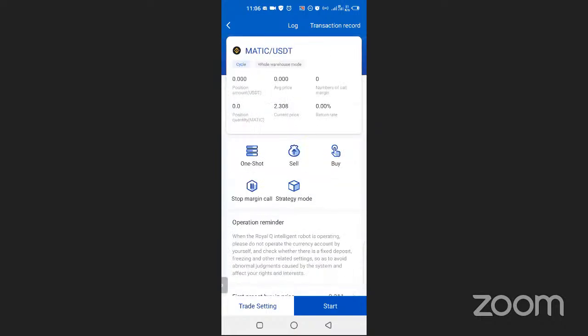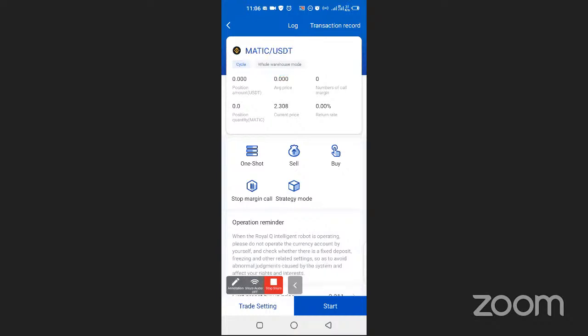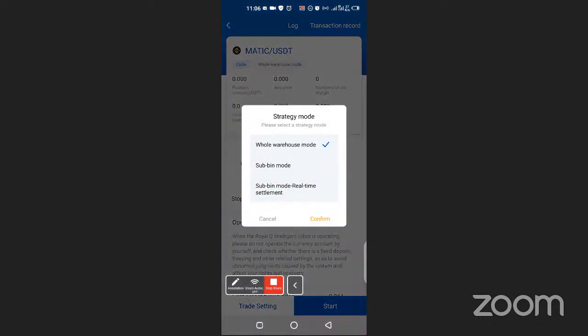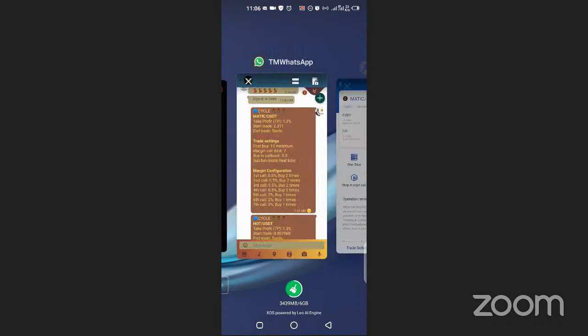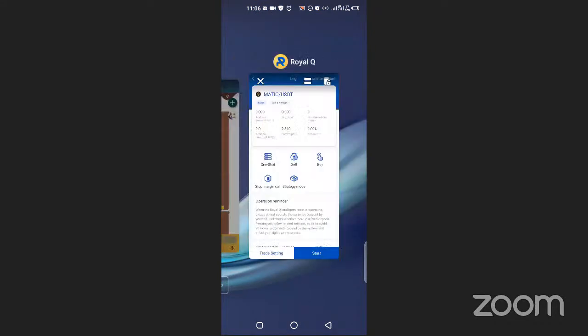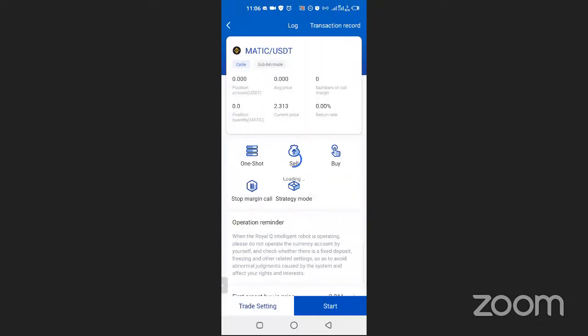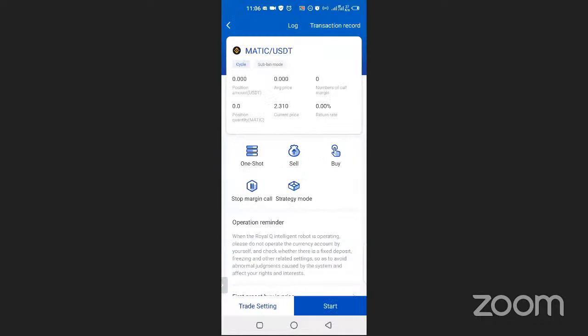Then look up here. It says wholesale. Then what do I do? I tap on strategy mode. Then I make sub-mid mode real settlement. Sub-mid mode, real settlement. All right. Okay, then after done, tap on start. And that's how you trade. Now I know in this account there is no USDT, all right? That's why it has not accepted my order, but the order is saved.